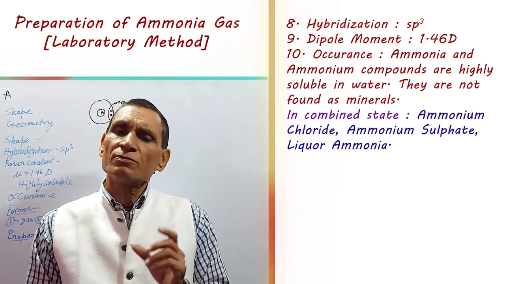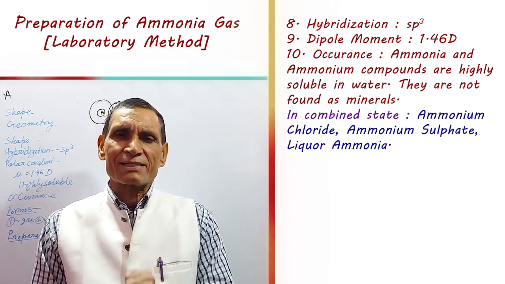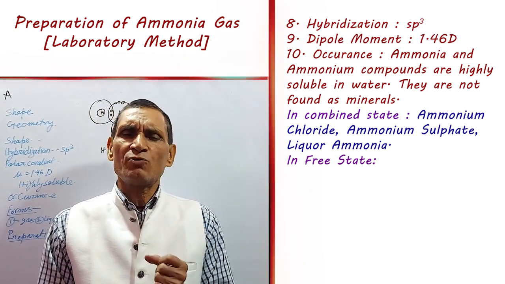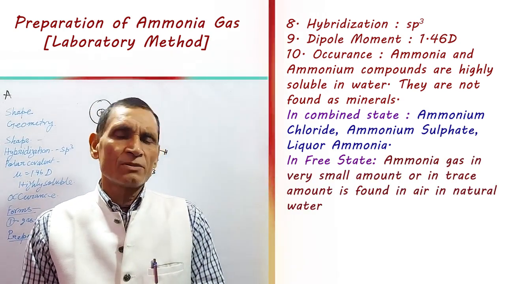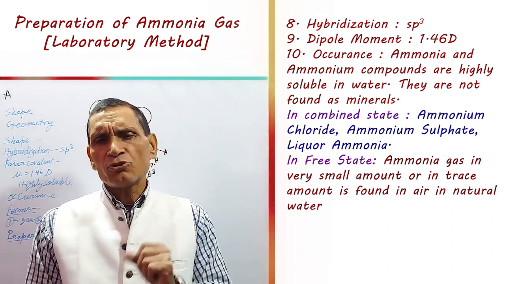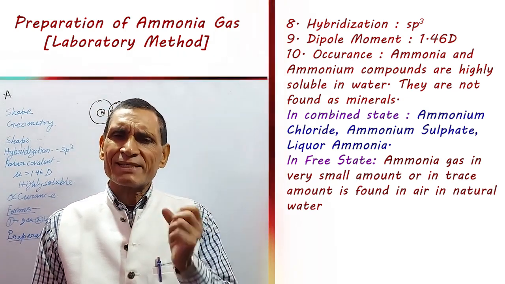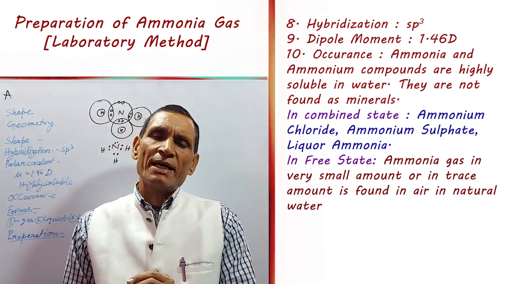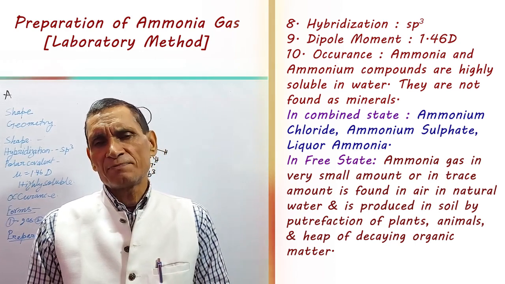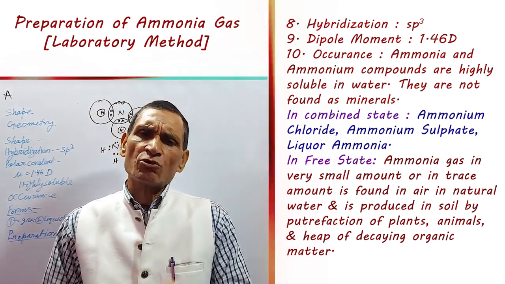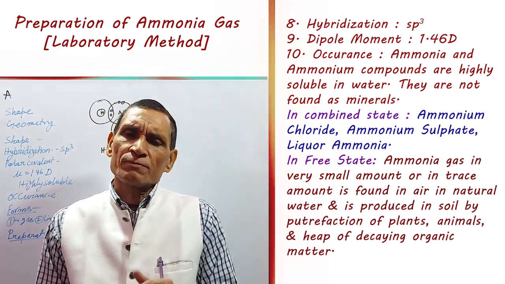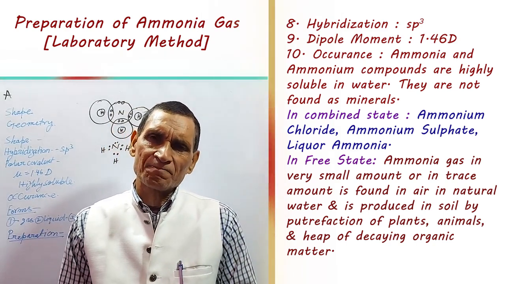Next point, where it is found: occurrence in free state. Ammonia gas in very small or trace amounts is found in air and natural water, and it is produced in soil by decomposition of plants, putrefaction of plants and animals, and heaps of organic decaying matter that produce ammonia. Near public toilets or decaying organic matter heaps, there is also a pungent smell of ammonia gas.